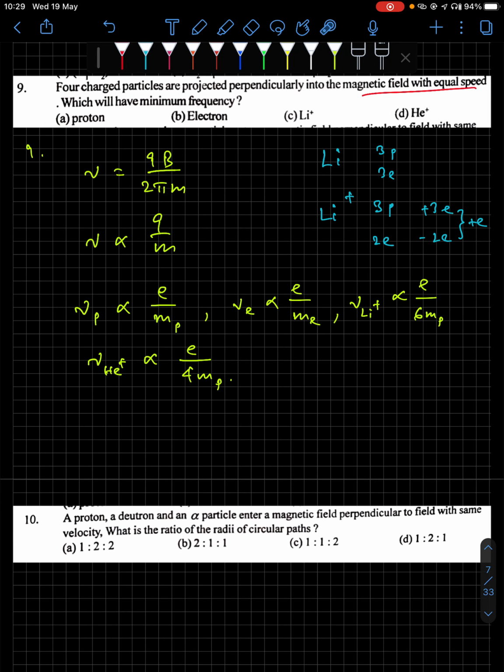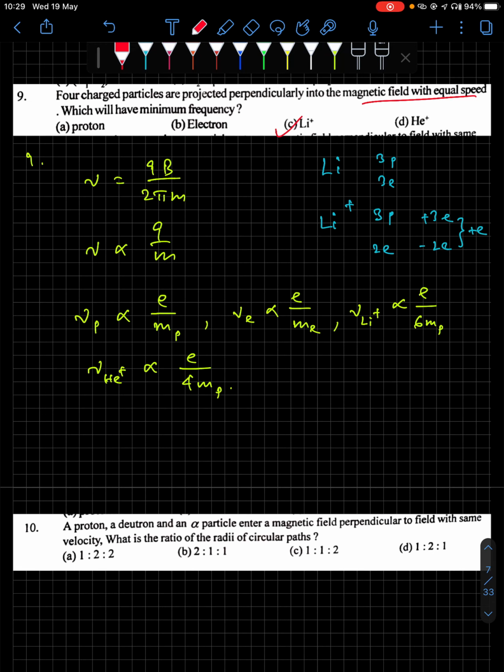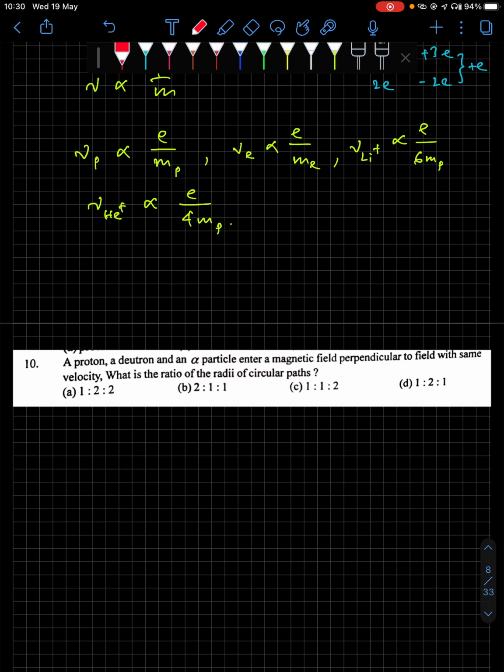So since all the numerators are the same, the highest denominator will have the minimum frequency, right? For lithium plus, 6 times mp is in the denominator, therefore the maximum frequency will be obtained by lithium plus. That is question number 9.